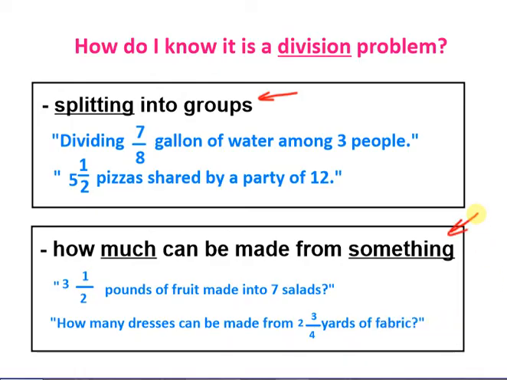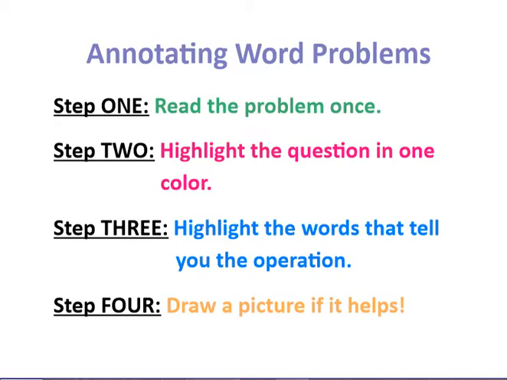Okay. Now, both of these things have to do with taking one thing and dividing it among other things, which is why it goes back to being a division problem. Now, this slide should look very familiar to you, but I do want to review it. What we're going to do is we are going to read the problem once. We're going to highlight the question in one color, which is going to take all of 5 seconds.